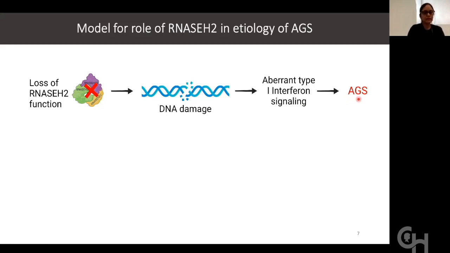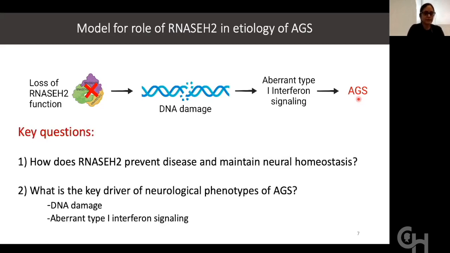However, there are many key questions that remain unanswered. For instance, the nervous system is one of the organs which is affected in AGS. But why is the nervous system so susceptible upon RNase H2 loss? Another key aspect is that aberrant type 1 interferon signaling is associated with AGS. But are there other factors that are involved in AGS pathogenesis? For instance, is DNA damage responsible for certain phenotypes of AGS? My work is focused on this aspect of AGS.